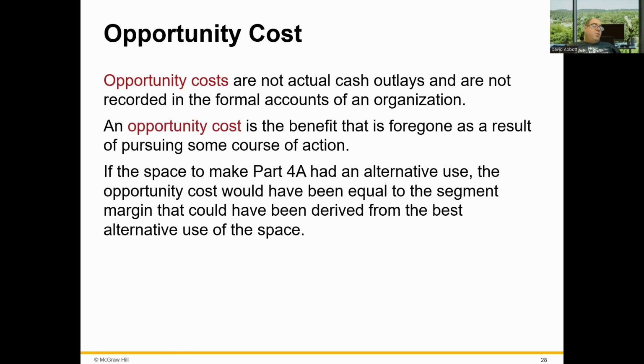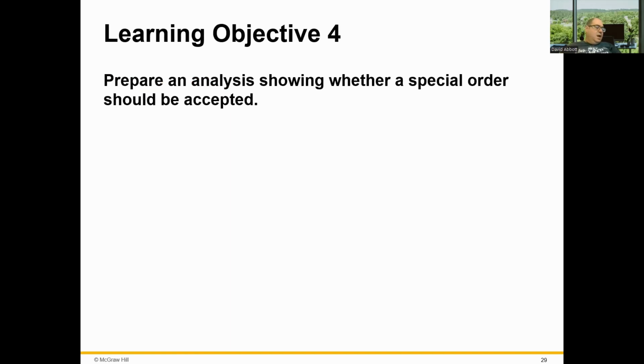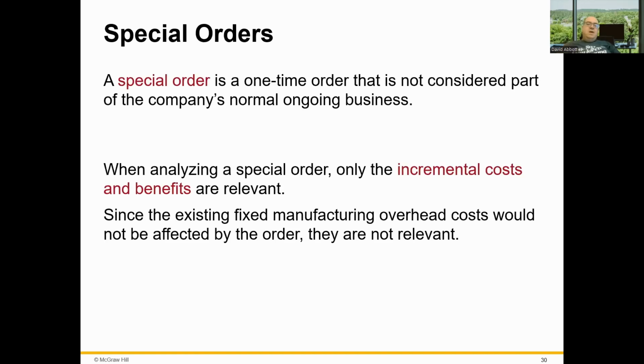So if the space to make part 4A had an alternative use, the opportunity cost would have been equal to the segment margin that could have been derived from the best alternative use of this space. So, if they're just going to leave it idle, then that's not good. But if they were going to put something else there, then we would have to consider that. Okay. Learning objective 4 is preparing an analysis showing whether special orders should be accepted.